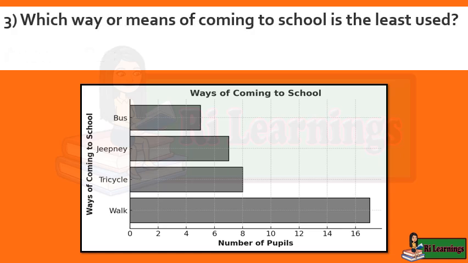Three. Which way or means of coming to school is the least used? Answer. Bus. The least used way of coming to school, according to the bar graph, is by bus. It has the shortest bar, indicating that the fewest number of pupils use this mode of transportation.